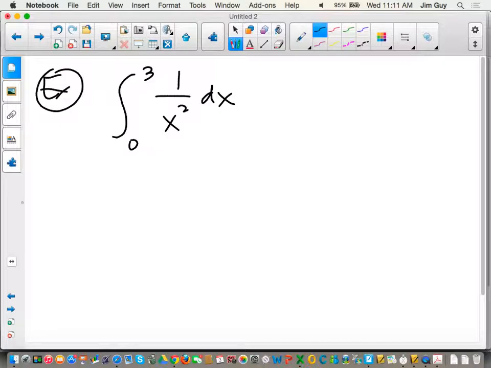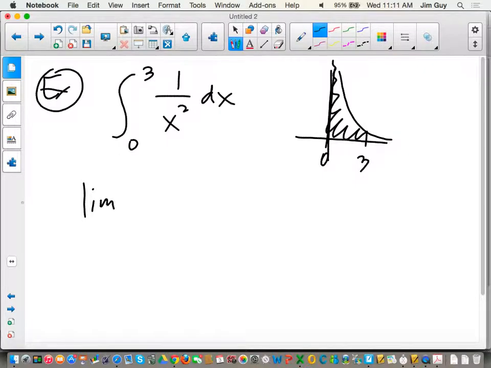Yes, 1 over 0 is a problem. If you looked at the graph, we're trying to go from 0 to 3. We're trying to find this, and that's going up to infinity that way. So that's a problem. You can't put 0 into this equation. So you would have to use a limit. The limit as a approaches 0, from a to 3 of 1 over x squared dx. Okay, and you go from there.